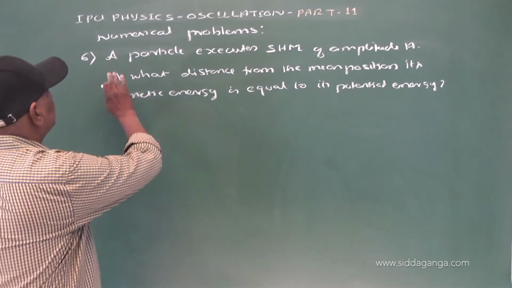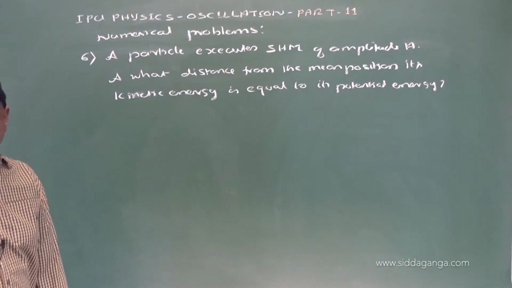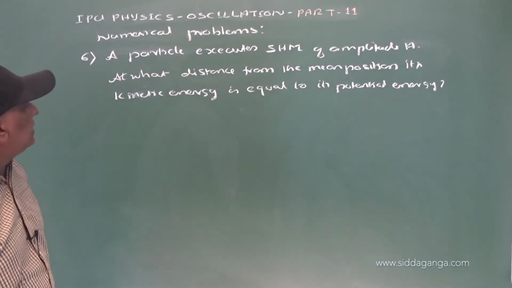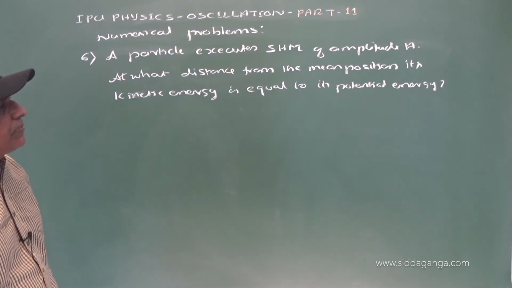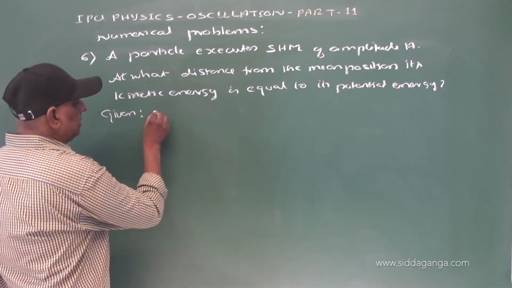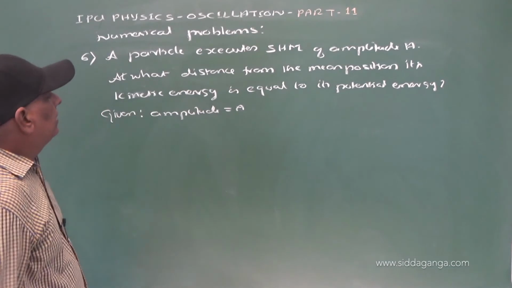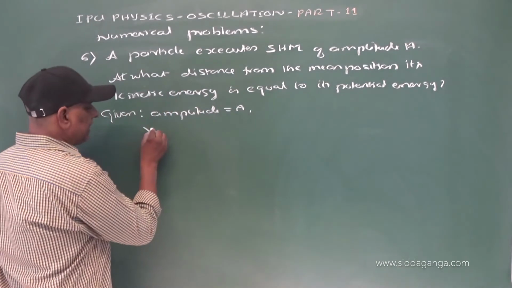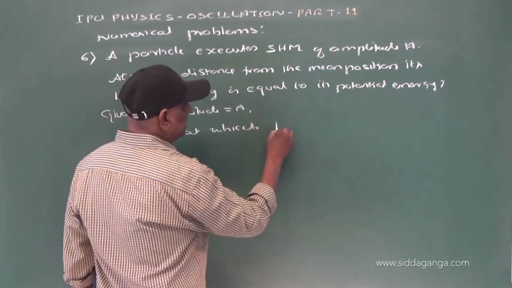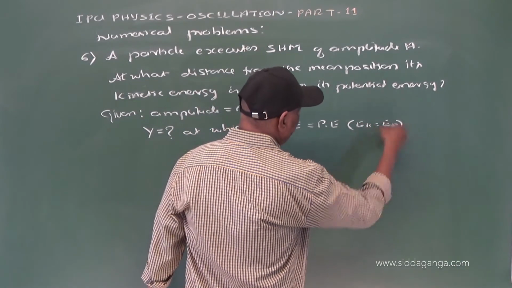Now once again let us read this problem. A particle executes simple harmonic motion of amplitude A. At what distance from the mean position is its kinetic energy equal to its potential energy? Now we have the given data. The amplitude of the particle is A. We need to find the displacement of the particle, y equal to what, at which its kinetic energy is equal to potential energy, that is Ek equals Ep.